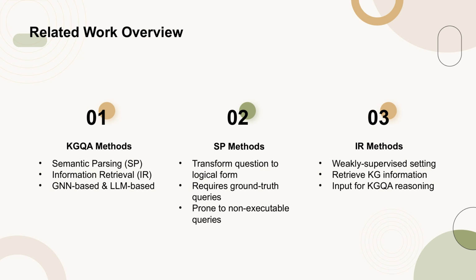However, these methods require annotated logical queries for training, which can be time-consuming and may result in non-executable queries due to errors. On the other hand, IR methods operate in a weakly supervised setting, where only question-answer pairs are used for training. These methods focus on retrieving KG information, such as subgraphs, which serve as input for KGQA reasoning. Additionally, recent advancements include GNN-based and LLM-based methods, which leverage the strengths of graph neural networks and large language models, respectively, for enhanced KGQA performance.